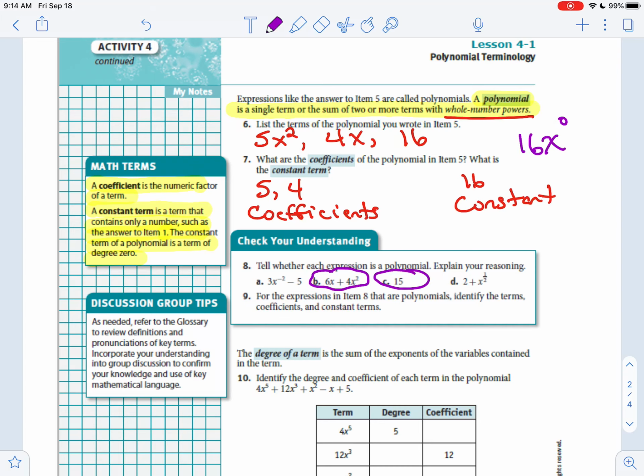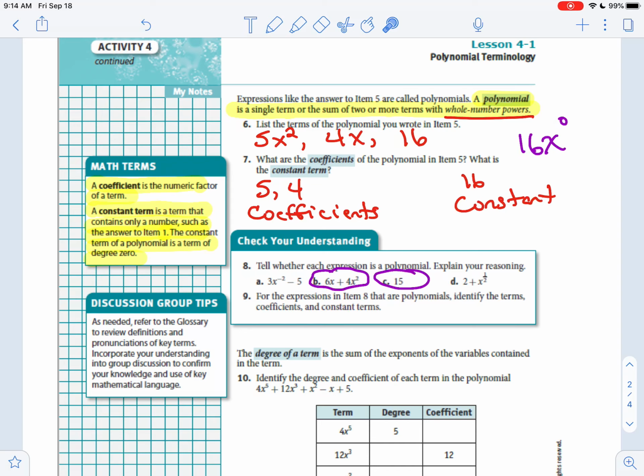It could be written as 15x to the 0. 0 is a whole number, so a constant is also considered a polynomial. And then we get to part D with this power of 1/2. That is not a whole number, so that is not considered a polynomial.